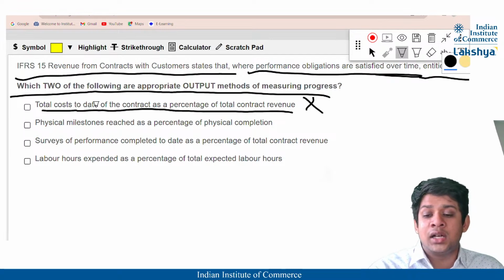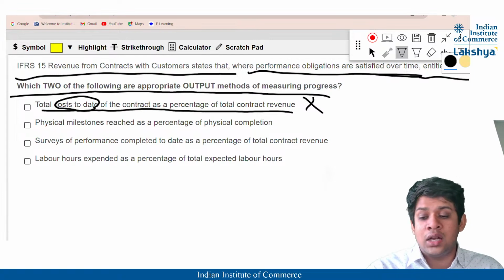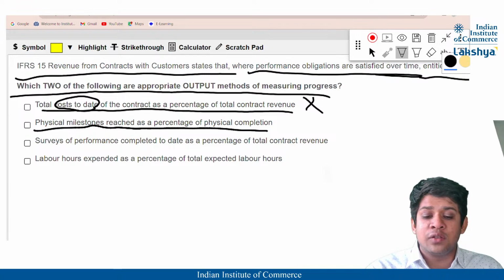Okay. So total cost to date of the contract as a percentage of total contract revenue, no. This is technically considered an input method because we are taking the cost to date and everything. Physical milestones reached as a percentage of physical completion. Physical milestones which are reached as a percentage of physical completion.